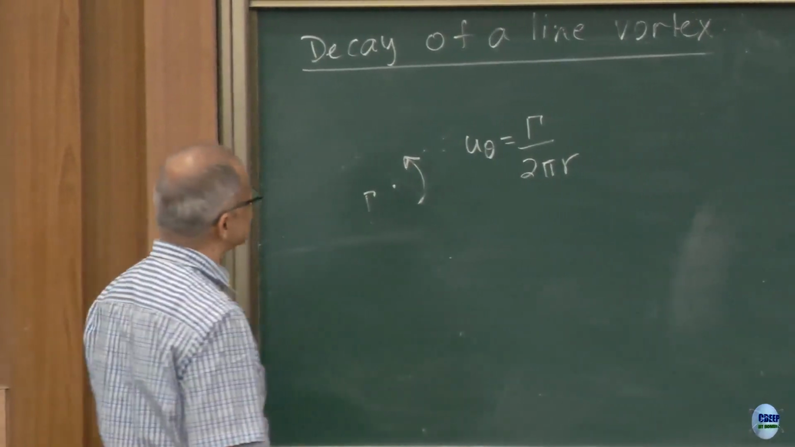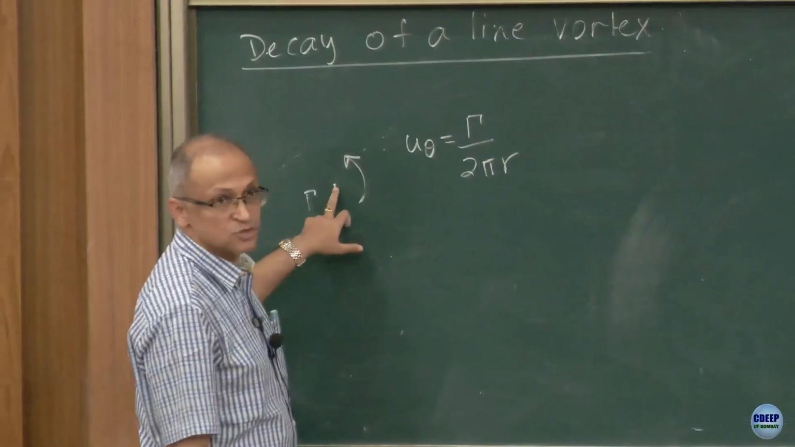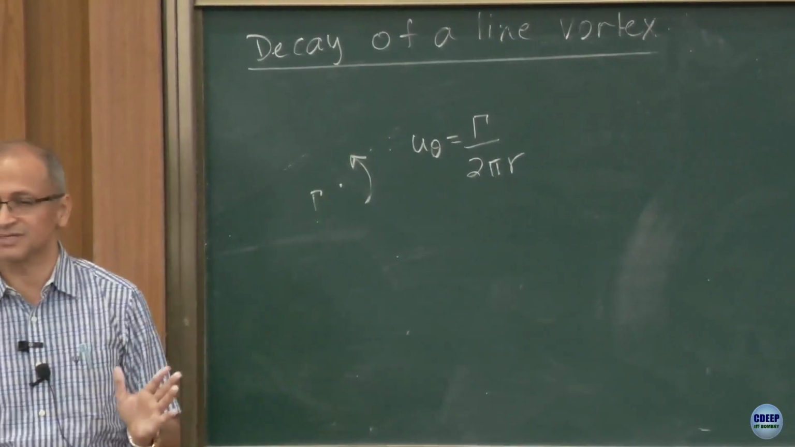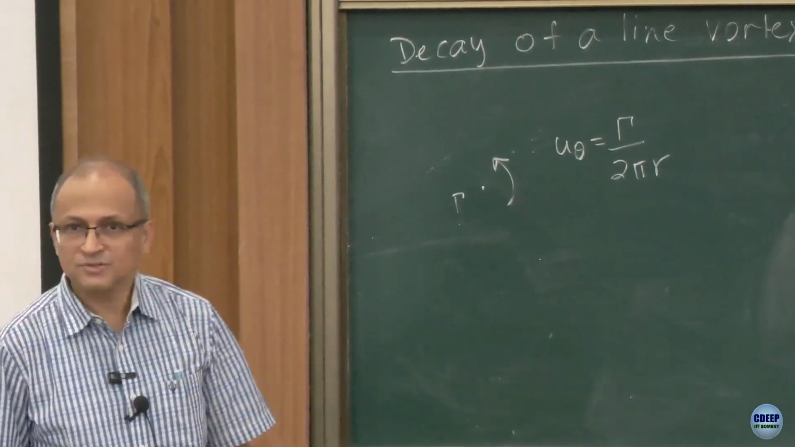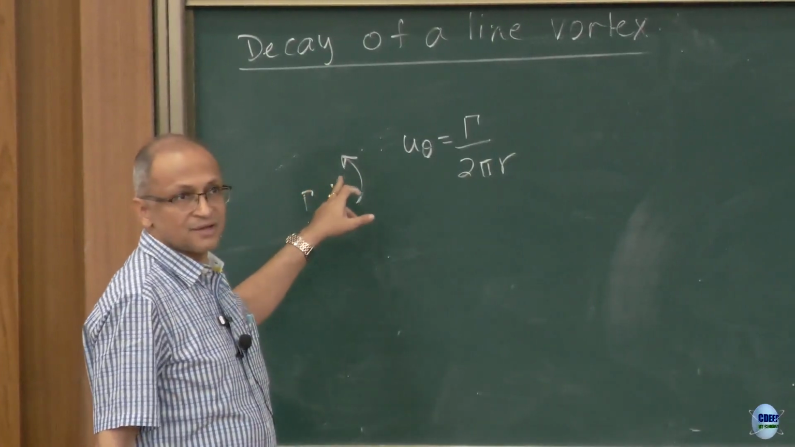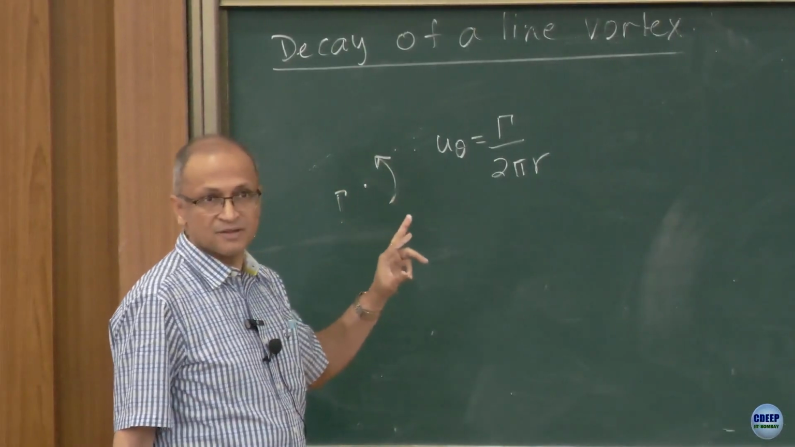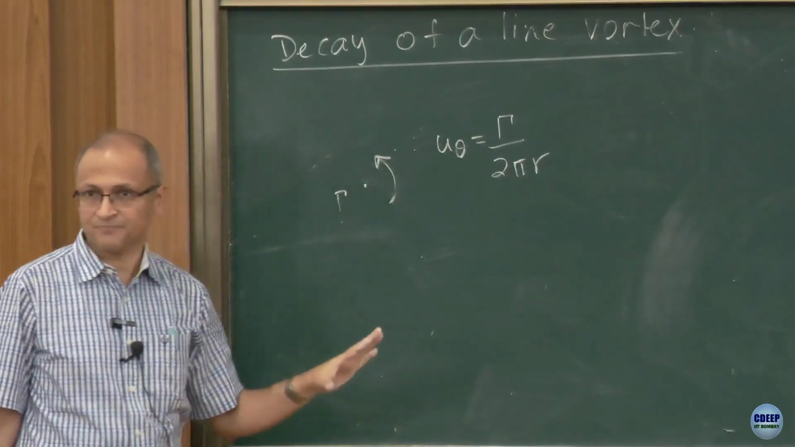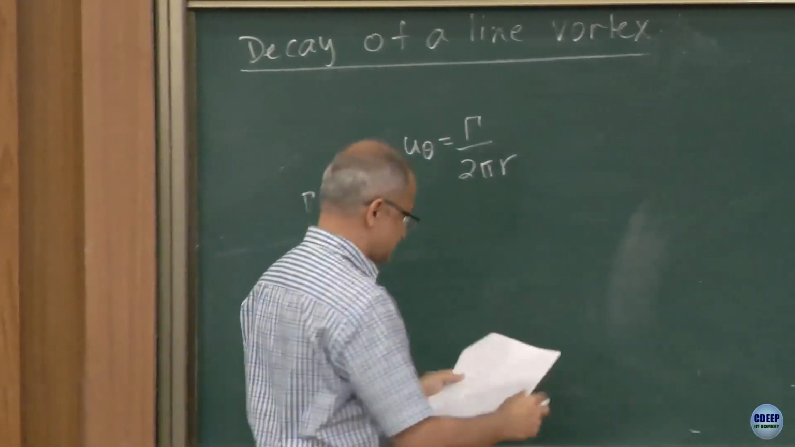So now what do we mean by decay of a line vortex? We are saying at time t is equal to 0, earlier it was spinning, the flow field was already set up. Now suddenly I stop this vortex. It's like it was rotating and I just put my finger here, and therefore there is no more rotation. Now I would like to see how the velocity around it is going to change with time.